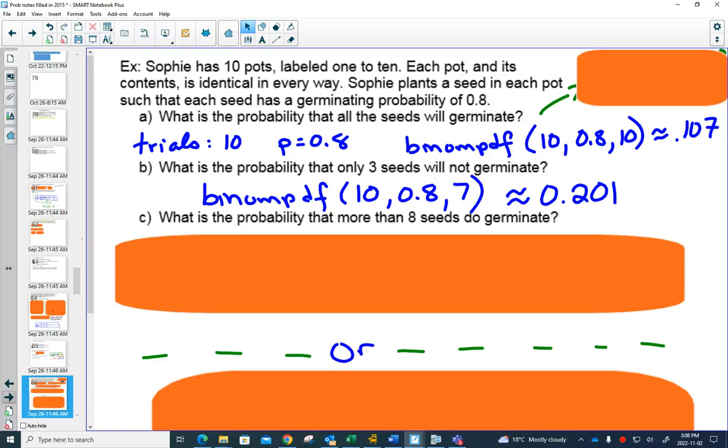And so Ian having seven plants in his pot, pretty likely, 20% more likely than having all of them. So you would have, in that class of 30, chances are there would be 6 people who have 7 of their seeds grown.